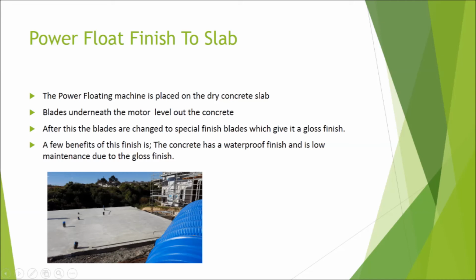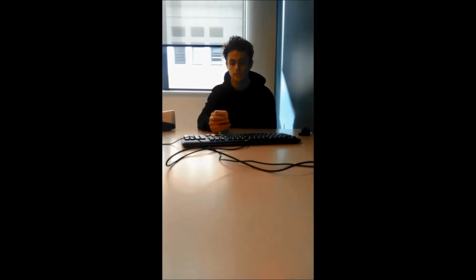After this they change the blades to special finishing blades which run across the top of the concrete, giving it a gloss finish. The power floating machine is used to create a gloss finish to the concrete slab, therefore it looks more aesthetically pleasing. A few benefits of the finish are that it allows a waterproof finish and has minimal maintenance due to the gloss finish. A conclusion for this group.